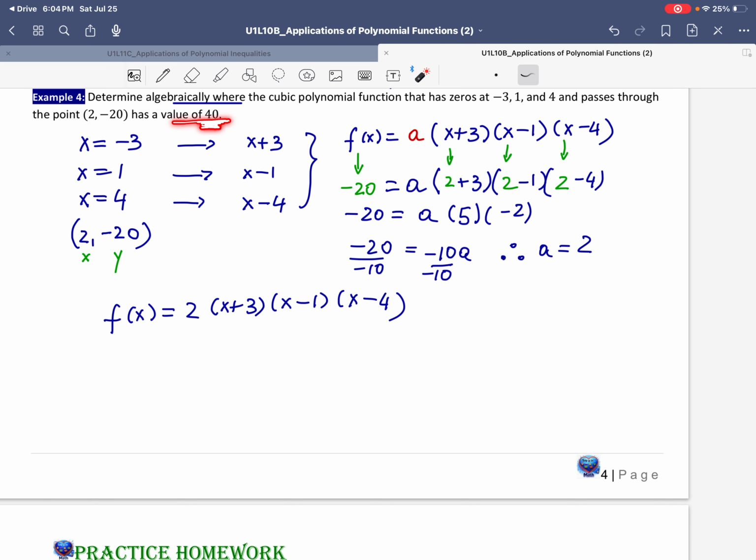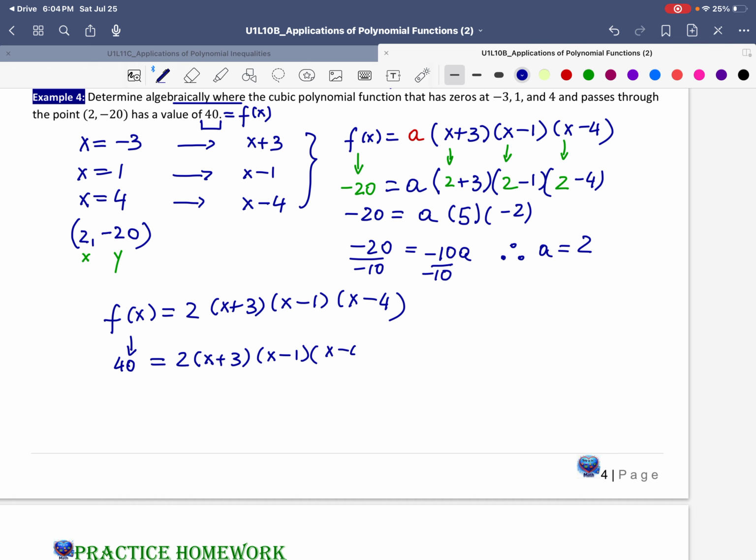We are given the value of y now of 40, and we need to find out at what x value this happens. So this will represent the value of f of x. So we have 40 equals 2, and then x plus 3, x minus 1, and x minus 4. So we're trying to solve the equation for x. For this, we'll expand the right side. We have x squared plus 2x minus 3 times x minus 4.